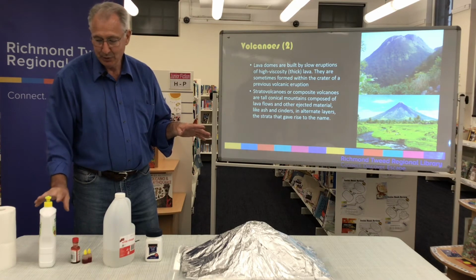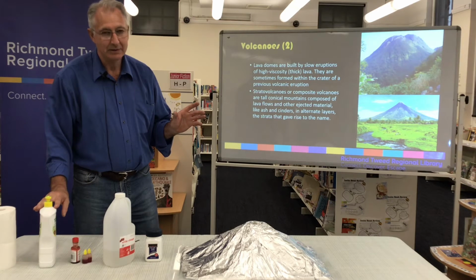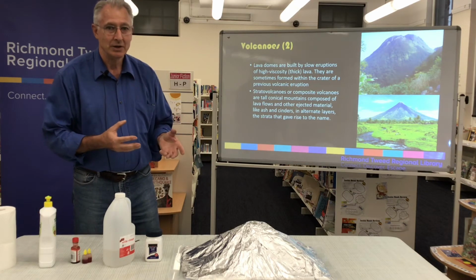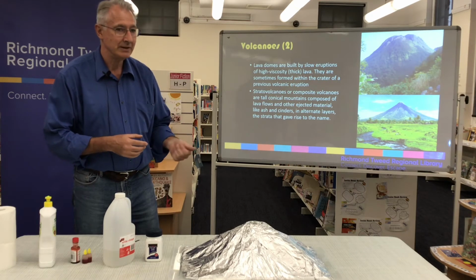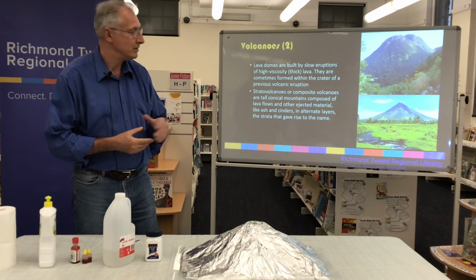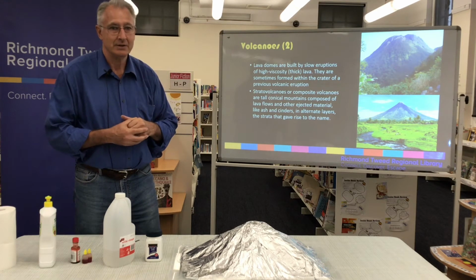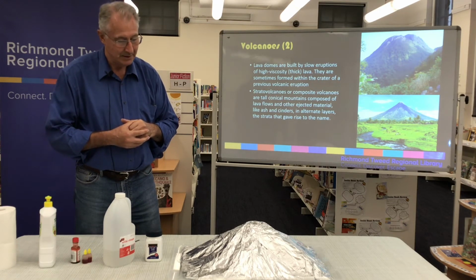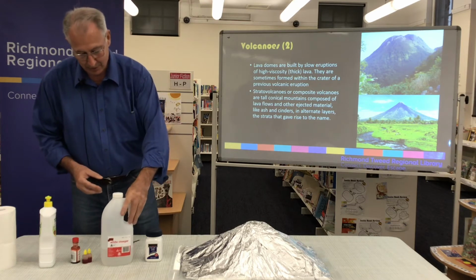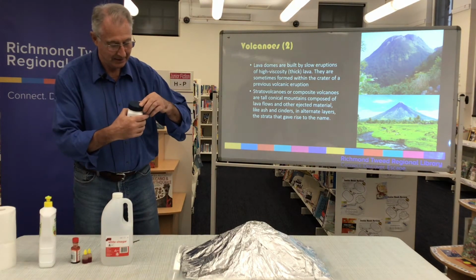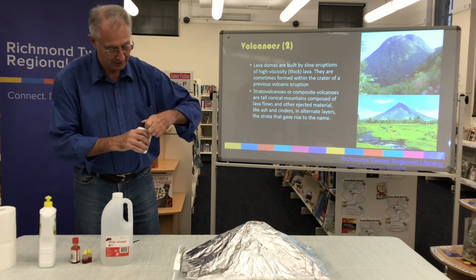If you add more of the detergent, the lava or the mixture that we're making will flow more slowly, and it would eventually create a volcano similar to the stratovolcano with a point, or these lava domes where you have very viscous lava. So what I'd recommend you do when you actually simulate this is add the baking soda first.